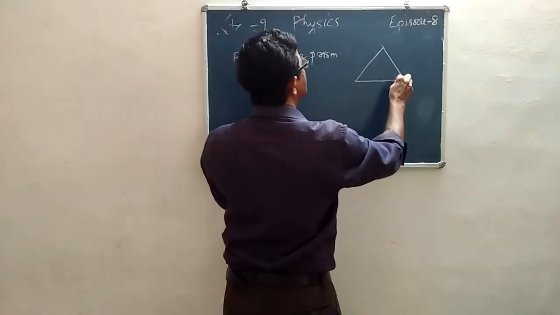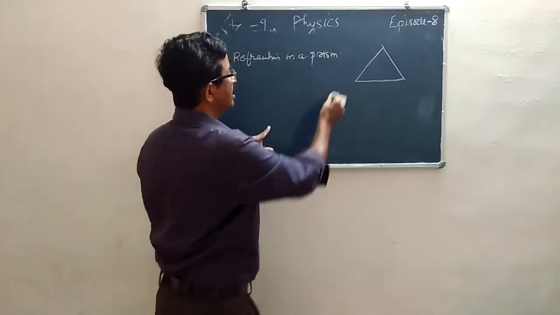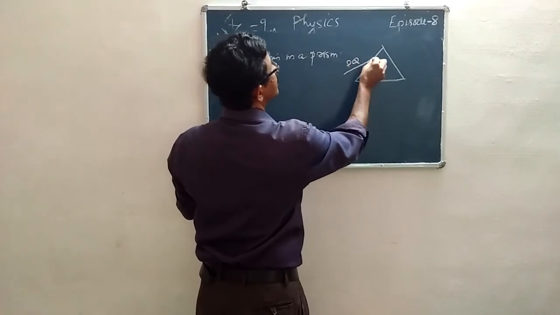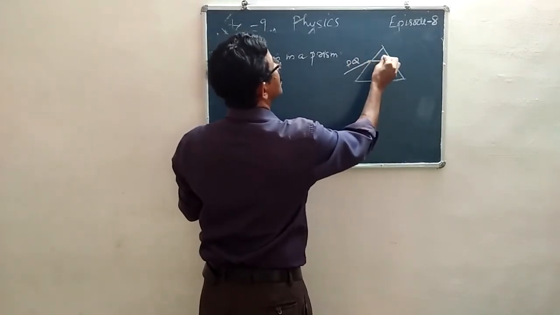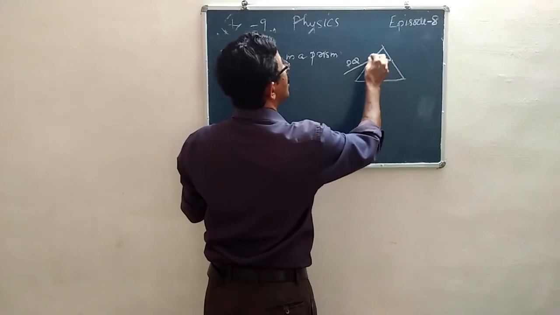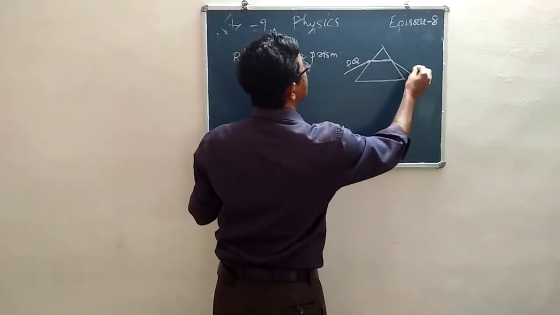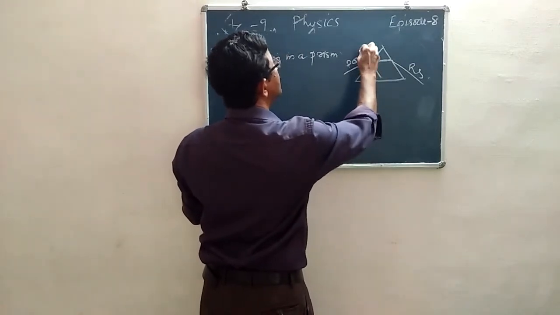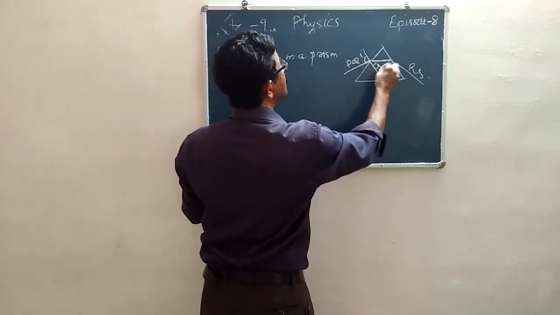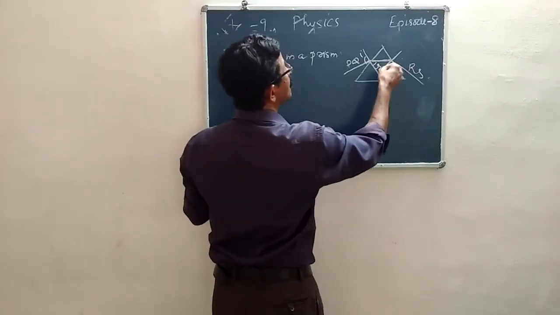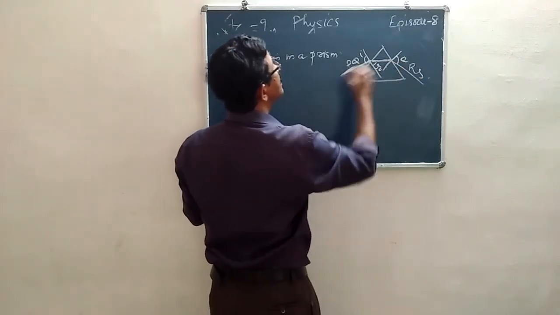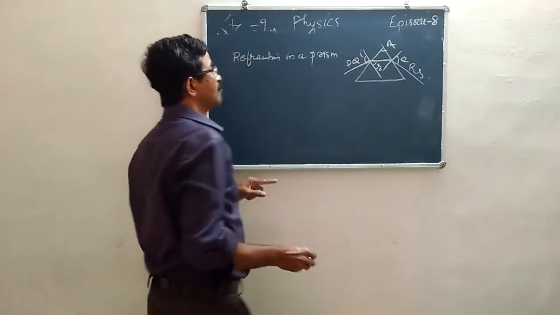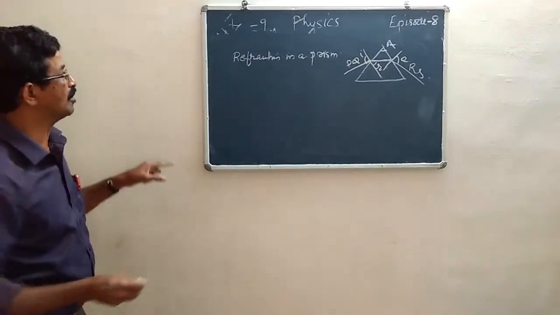find out through an activity. How we got it: this incident ray, PQ, we can take as this refracted ray, and this emergent ray RS. Now this is the angle of incidence and this is the angle of refraction. Here when we draw the normal we get the angle of emergence. This is the angle of the prism. Okay, and after that we discuss dispersion in a prism.